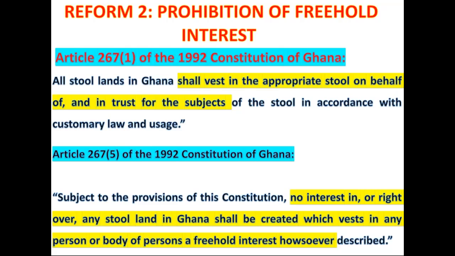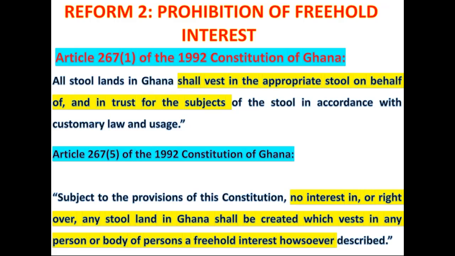It reads as follows, and I quote, "All stool lands in Ghana shall vest in the appropriate stool on behalf of and in trust for the subjects of the stool in accordance with customary law and usage."